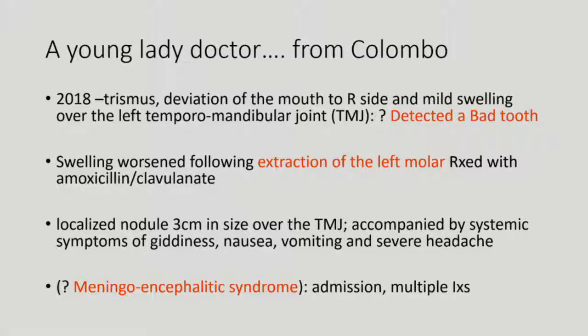This is a young lady doctor we encountered very recently from Colombo. She presented with trismus, deviation of the mouth to the right side, and mild swelling over the temporomandibular joint on the left side, and accounted for a bad tooth, and she got the left molar extracted, followed by antibiotics. There was a localized 3-centimeter nodule accompanied by systemic symptoms, giddiness, nausea, vomiting, and severe headache, suspected of meningoencephalitis, and she was admitted and got multiple antibiotics.